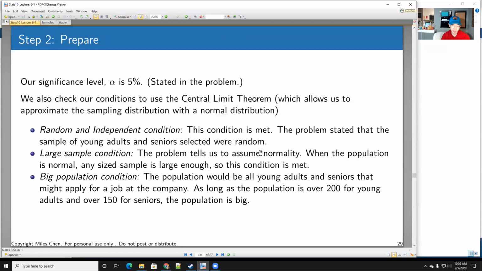So it said the samples were randomly selected. So we'll say that condition is met. It also tells us to assume normality. So this condition is also met. If it did not say assume normality, then the large sample condition might not be met because we have samples of 15 and 20, which is not quite big enough. So the big enough sample is usually around 25 if you're not sure if it's normal or not.